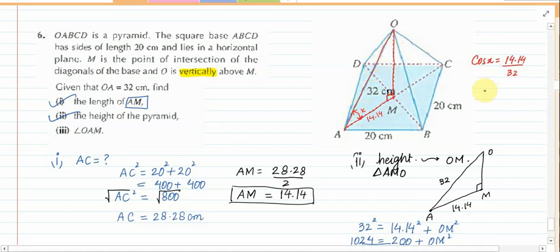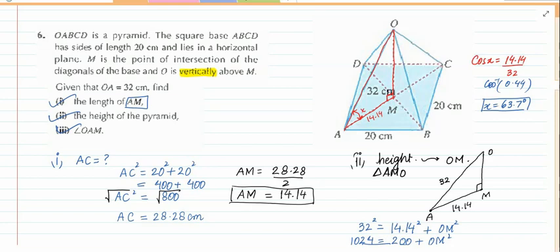So 14.14 divided by 32 is 0.44, and then you need to take the cos inverse. So cos inverse is 63.7. That is your answer for the last part, right? So I hope that it is not a very difficult question. The basic trigonometry, the usage of Pythagoras theorem, right? And the main important thing is to consider the right triangle to identify where your 90-degree angle should be.